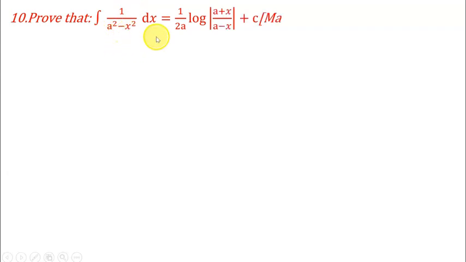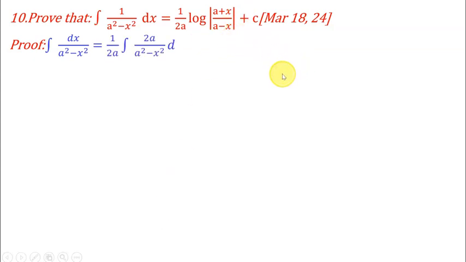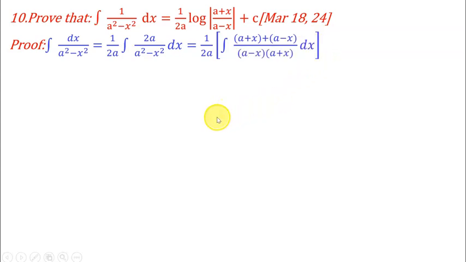Next example. Prove that the integral 1 upon a square minus x square dx is equal to 1 upon 2a log of mod of a plus x upon a minus x plus c. This example was asked in the March 18 and 24 examination.